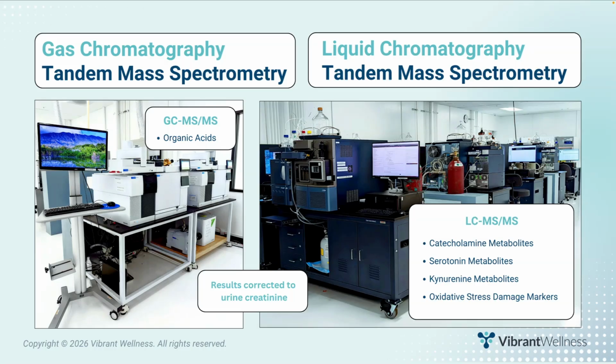Note, urine creatinine is measured using a kinetic calorimetric assay based on the Jaffe method. All organic acids and oxidative stress damage markers are reported as quantitative results corrected to urine creatinine to account for urine dilution variations.